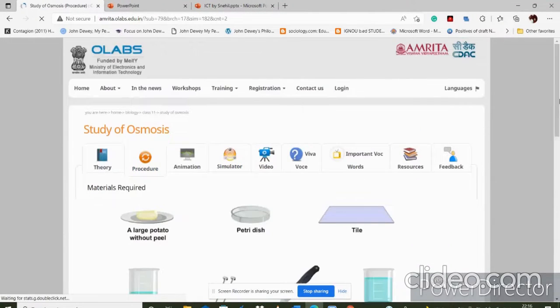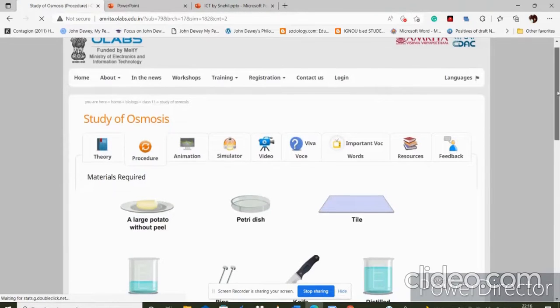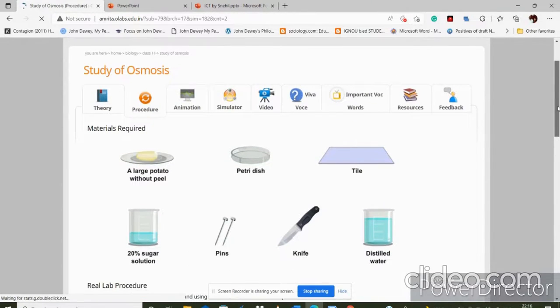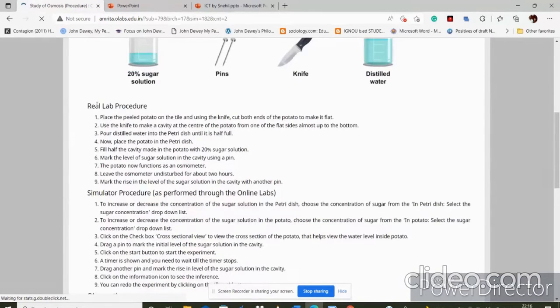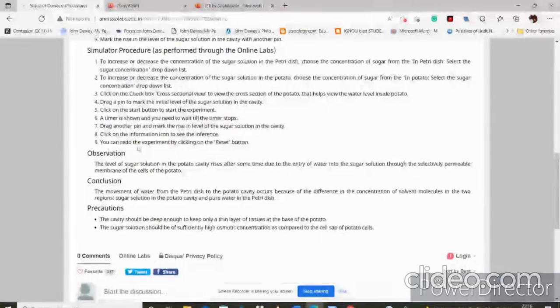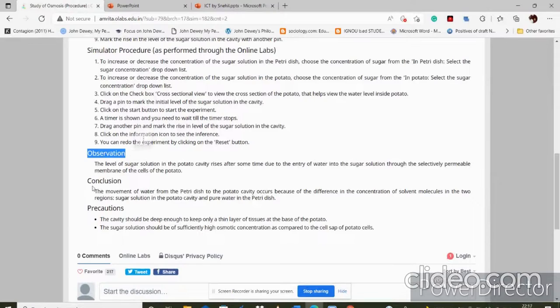In this, they provide information related to the material required to perform the experiment. They also provide the procedure, not just for the simulator, they also provide the procedure for the real labs. In addition, they provide information on observation, conclusion, and precaution.